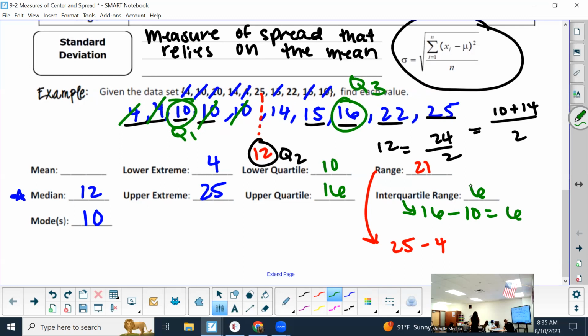interquartile range. That's a mouthful. We usually just call it IQR. Question? It should always be positive.